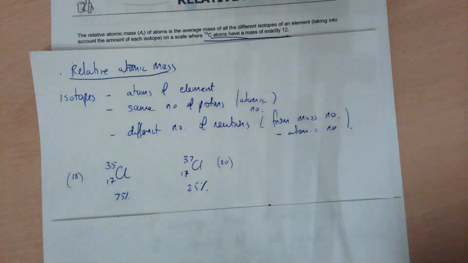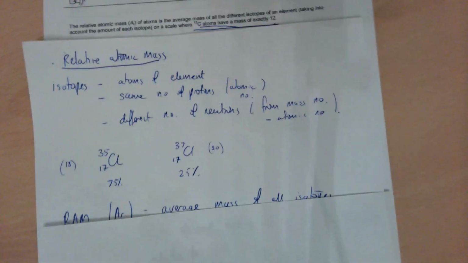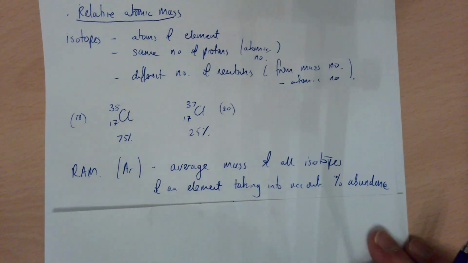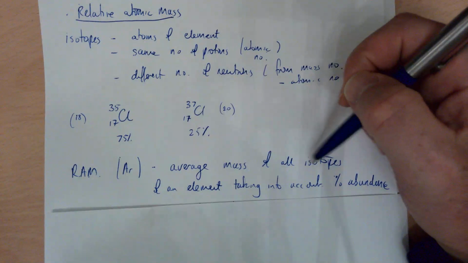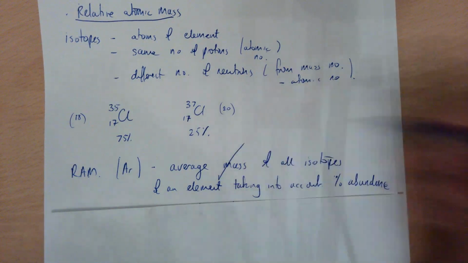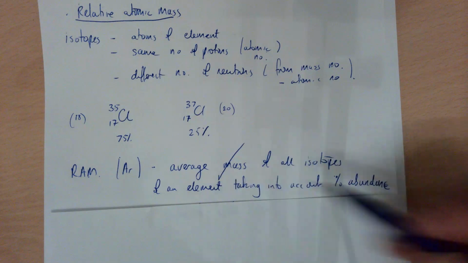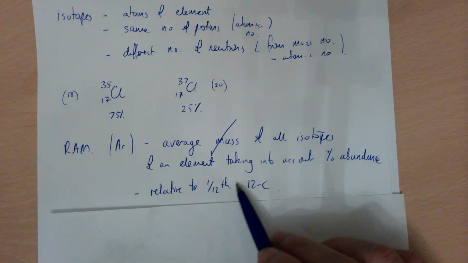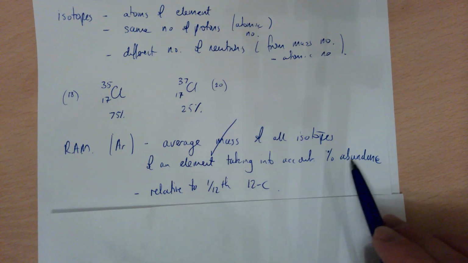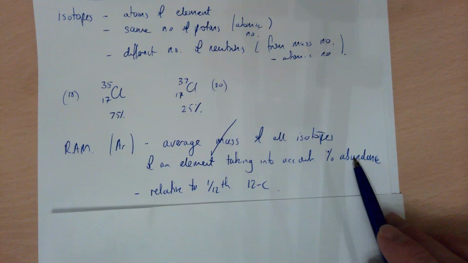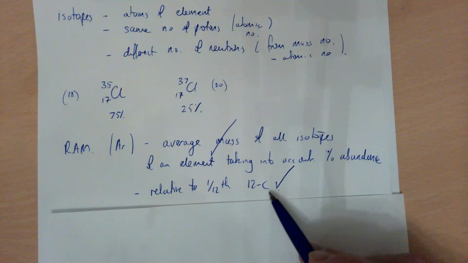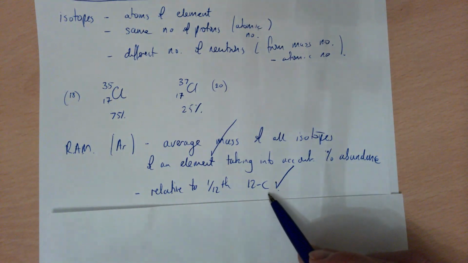Now, you will need to be able to give a definition of relative atomic mass, which is the average mass of all of the isotopes of an element. That's worth 1 mark. Average mass of all isotopes of an element. But you want to add, really, taking into account the percentage abundance, which we'll do in the calculation in a second. But the key thing for the second mark is to say that it's all relative to 1/12 of a carbon atom, a carbon 12 atom.